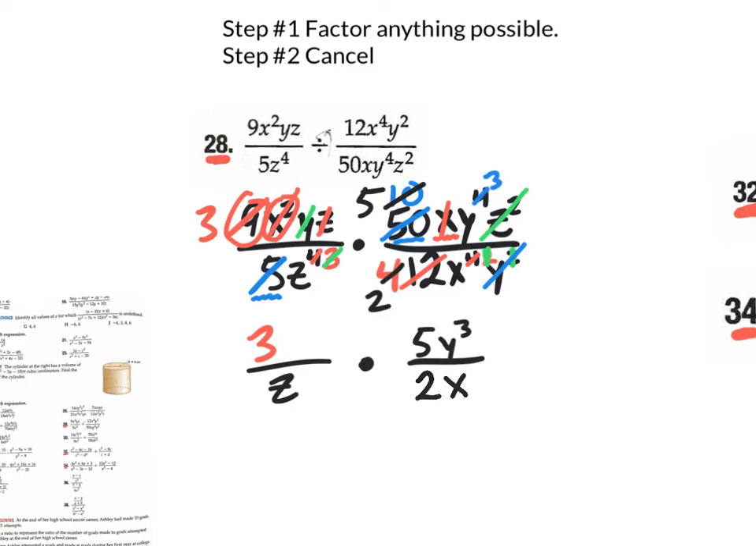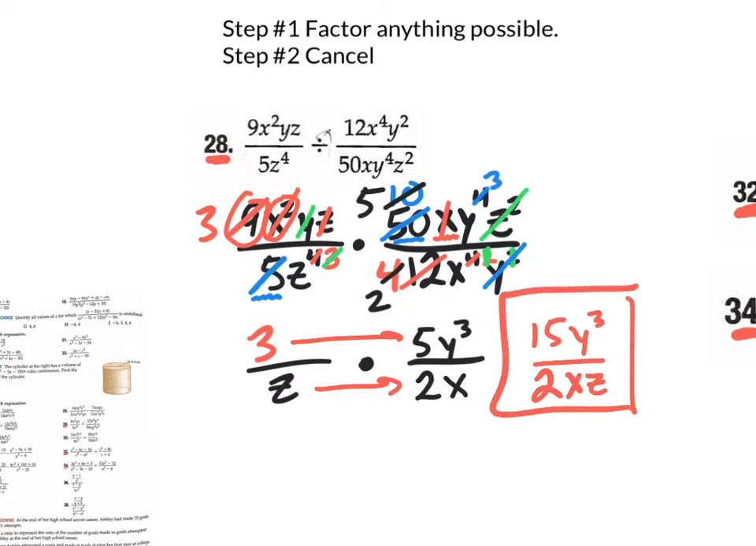Now we are multiplying fractions, and we can multiply the top with the top and the bottom with the bottom. This is after completely canceling everything out. So 3 times 5y to the third is 15y to the third. z times 2x, that'll be a 2xz. So there's your answer for number 28.